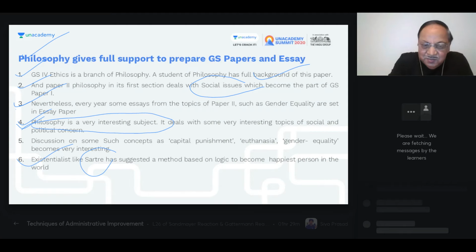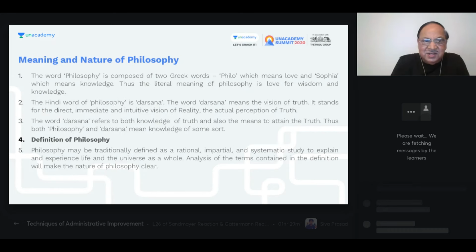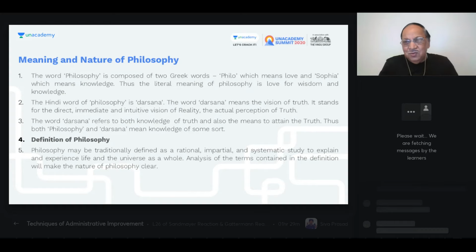That is another important feature of the best optional for guaranteed success in the central services examination. You can very easily understand things. Now, if philosophy has all these features which I have explained, then there will be a natural question: please let us know what this philosophy is.